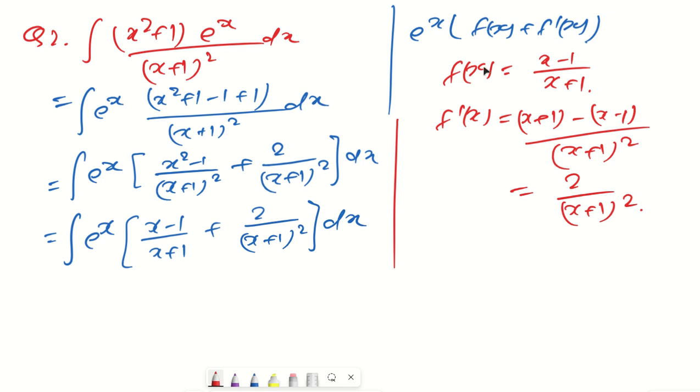As you can see, if f of x is considered to be this one, then f dash x comes out as this. So this is of the form e to the power x into [f of x plus f dash x]. So I can write down the solution as e to the power x into f of x, that is (x minus 1) by (x plus 1), plus some constant c. So this is the solution. Let us take another question. You have to actually understand how to convert that into e to the power x f of x form.